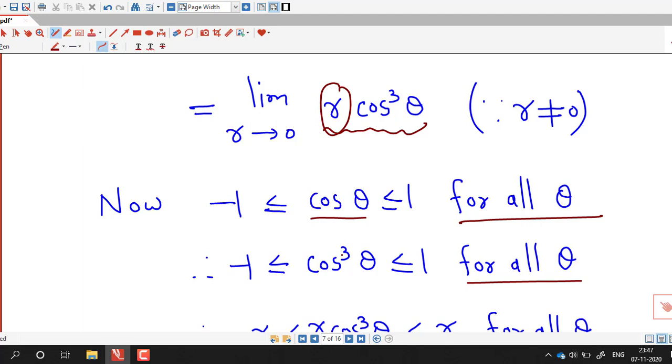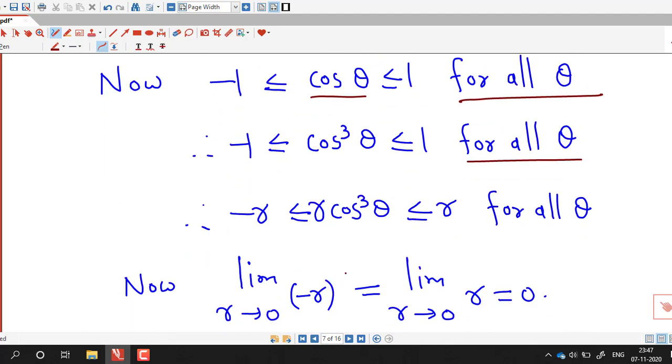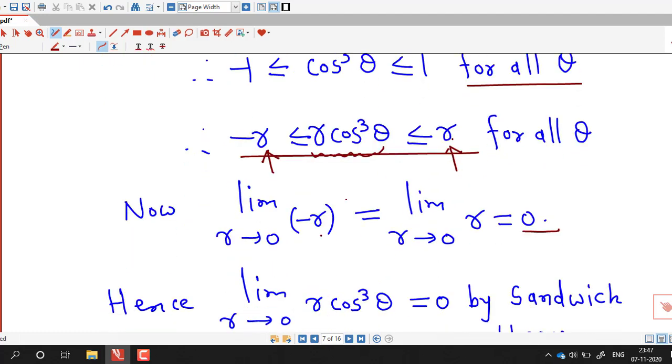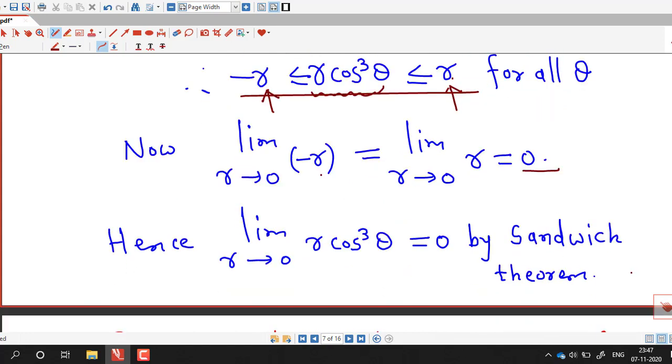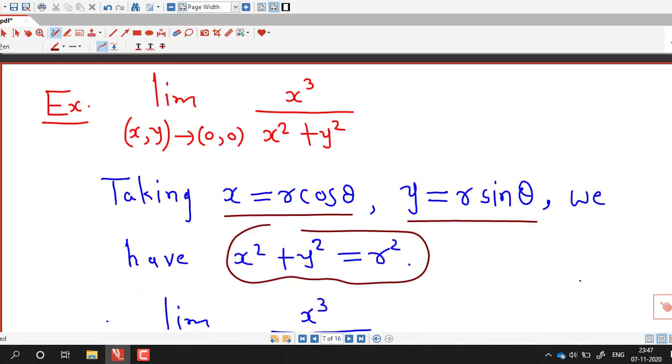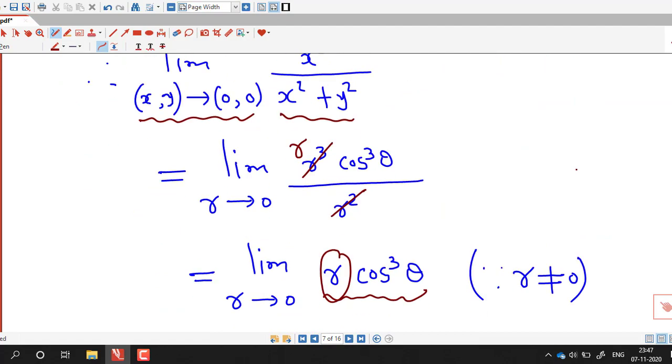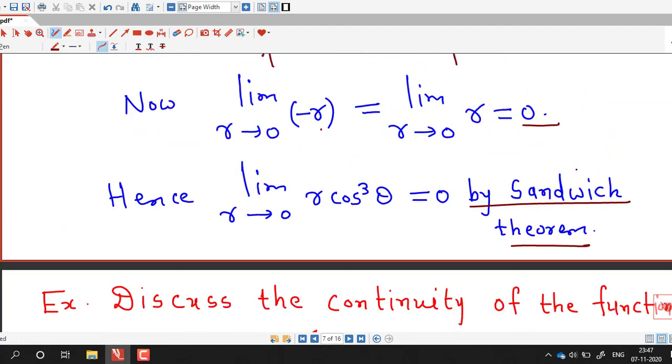So we multiply this inequality by r, and we obtain minus r less than or equal to r times cos cube theta less than or equal to r. Now limit of minus r as r tends to 0 is 0. Similarly, limit of r as r tends to 0 is also 0. So by sandwich theorem, limit of r cos cube theta as r tends to 0 is also 0. So this says that this limit is 0. So limit exists and value of the limit is 0.